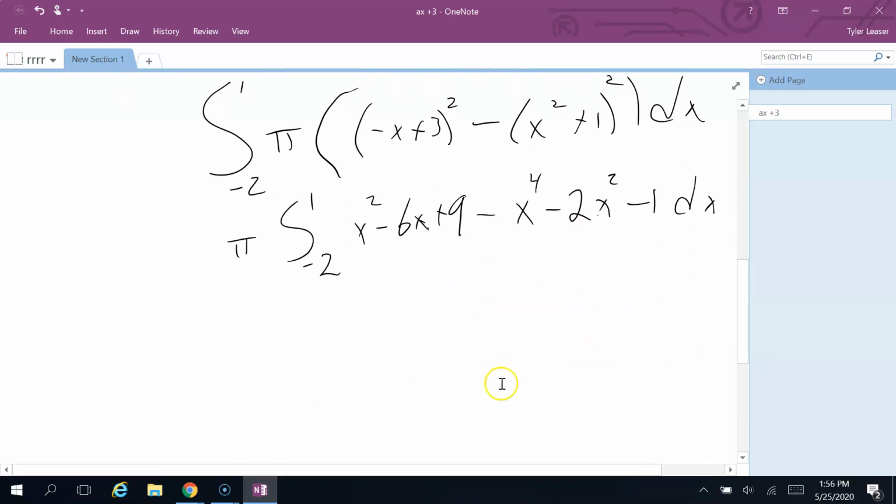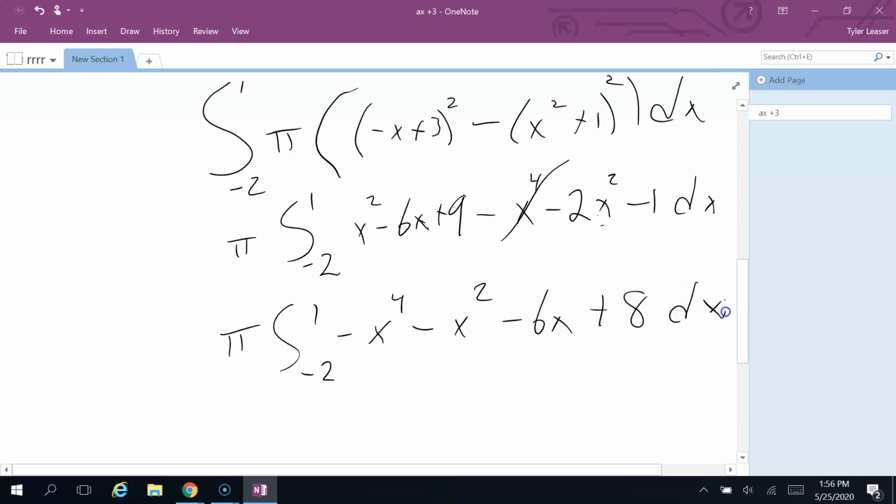We can combine like terms now, still have the pi out in front. Looks like we have a -x to the 4th, which nothing will combine with. Go ahead and cross it out since we're done with it. We have a couple of x squareds, those will combine to be a -x squared. We have a -6x, which is by itself, and then we have a 9 and a -1, which is +8.